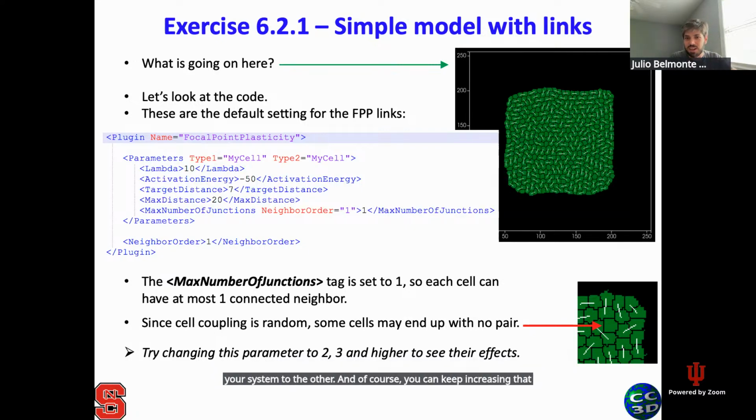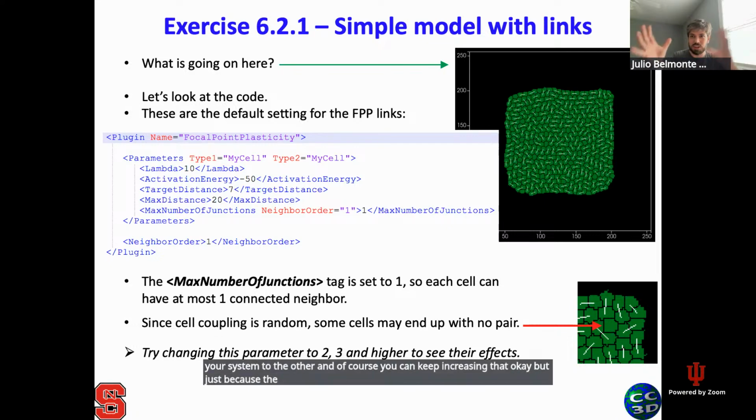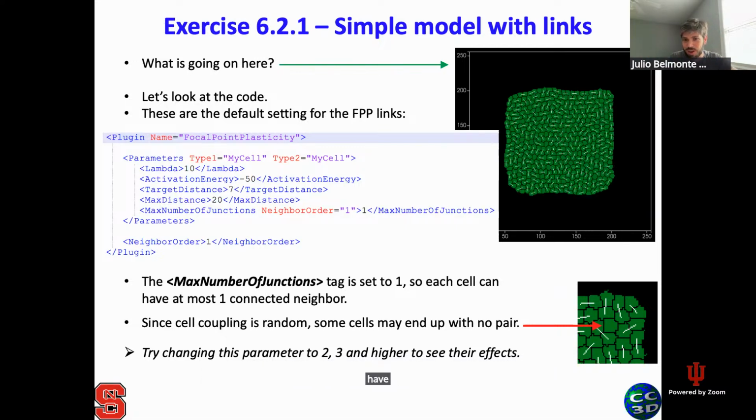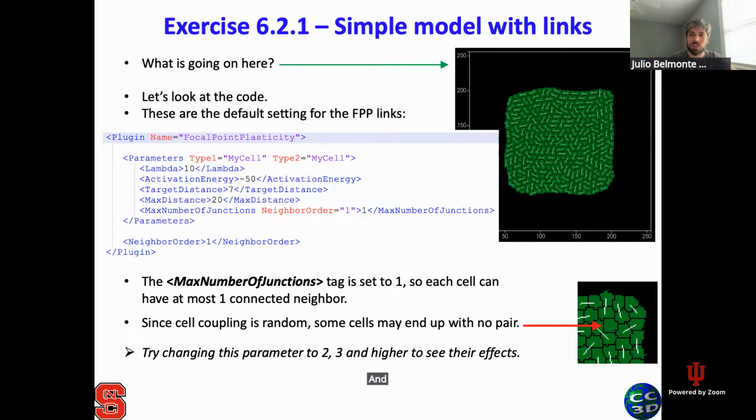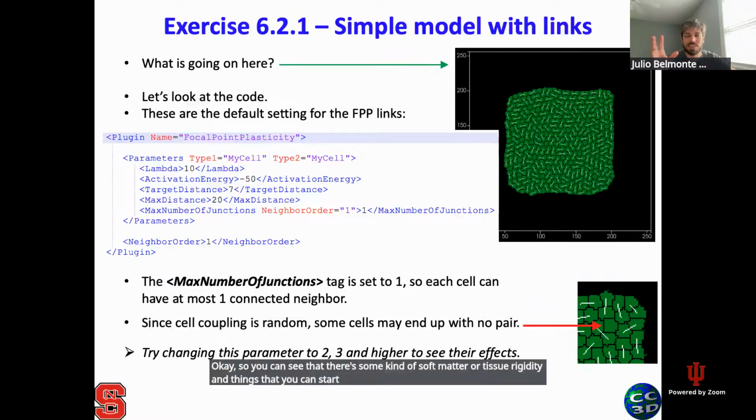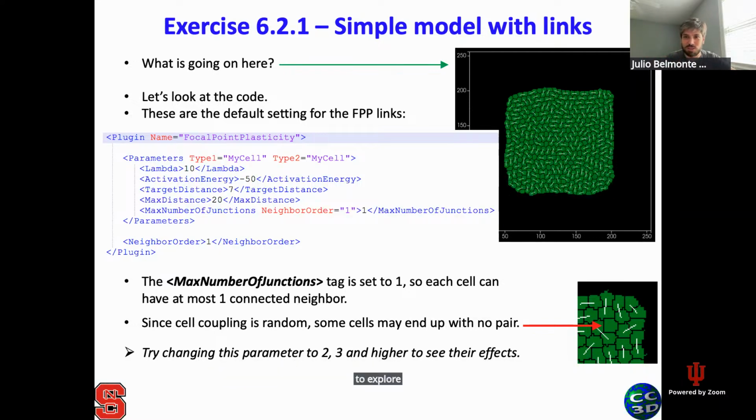But just because the links percolate, that does not mean you have rigidity. You can still move the cells around if you apply an external force. If you have something like 4 or 5, then probably all cells are connected, and it's going to be very hard to add a shear force that the whole tissue would not resist. And of course, if you do 6, then everybody is connected. So you can see that there's some kind of soft matter or tissue rigidity and fluidity thing that you can already start to explore with the concept of links.